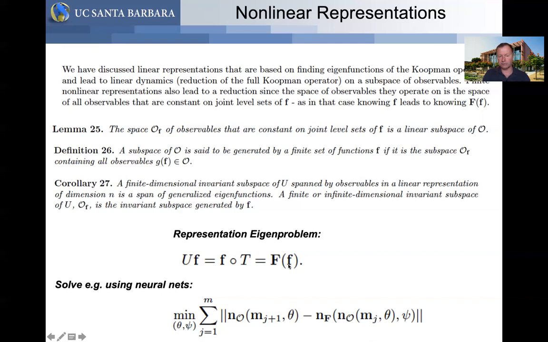Now, this problem can be solved, possibly, for example, using neural nets, if the observables themselves, so the functions in this F here, are represented by some neural network that has parameters theta, and then the map is represented by another neural network that has parameters psi, and then minimize over theta and psi the difference between the forward mapping, so the forward value of the observables, and the mapping on the value of the observable on the point mj, so at the current state. So there's one possible way of solving for capital F and the set of observables at the same time.